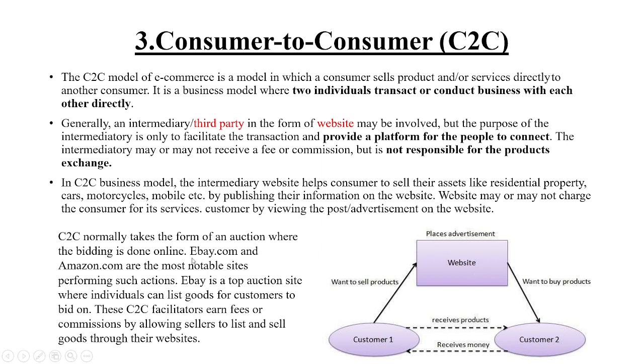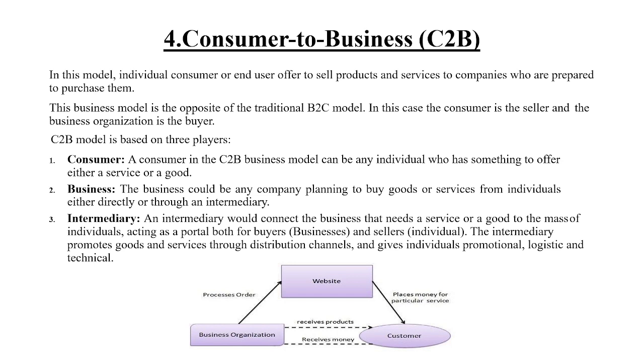And the best examples are eBay and Amazon.com, which are the most notable sites performing such auctions. And eBay is a top auction site where individuals can list their goods for the customers to bid on. And these C2C facilitators earn a fee or commission by allowing sellers to sell and list their goods through their website. Hope this is clear. Let us move to the fourth model, that is the consumer to business model.